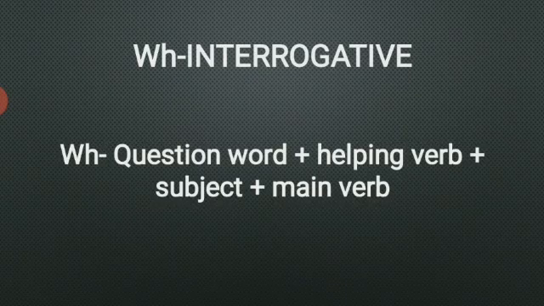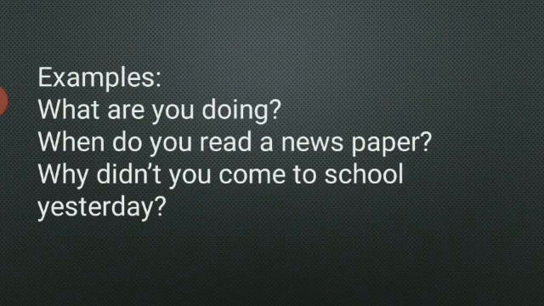And these WH interrogative forms are formed by beginning the sentence with a WH question word followed by the helping verb, then the subject, and then the main verb. Some examples here are: What are you doing? So I can reply that I am completing my homework, right? So the reply is not in yes or no. Rather, it is a simple response.